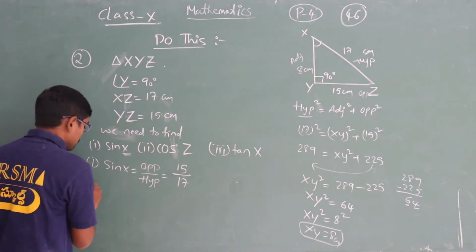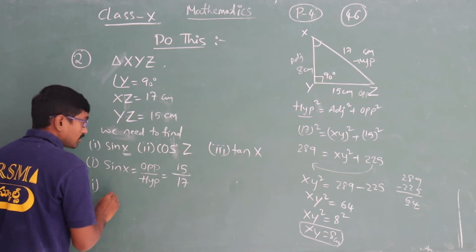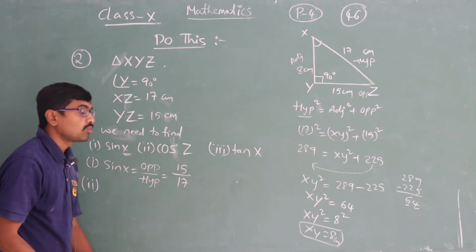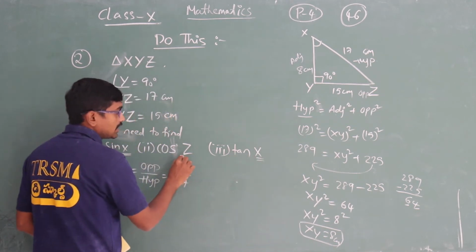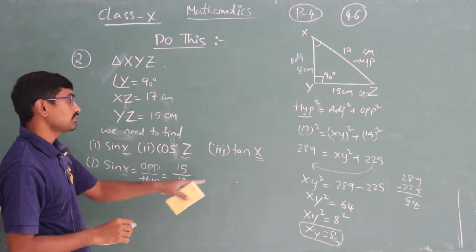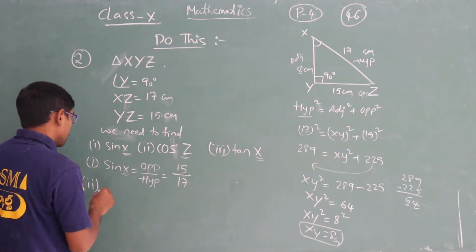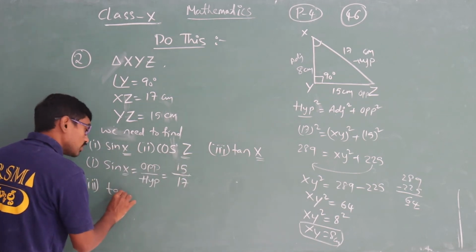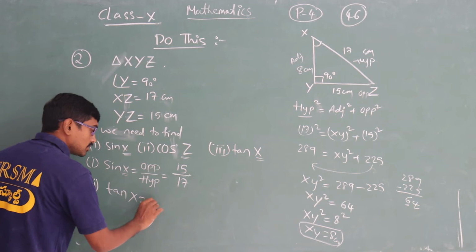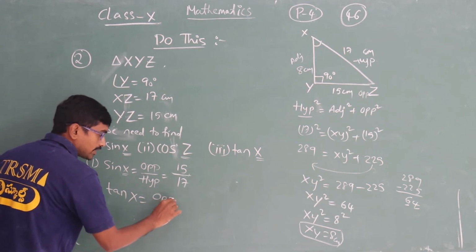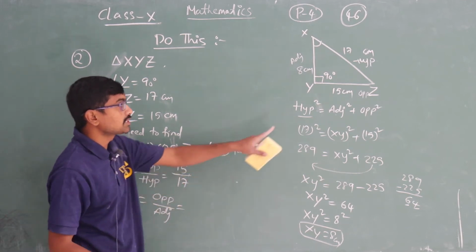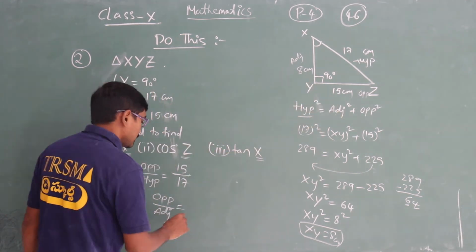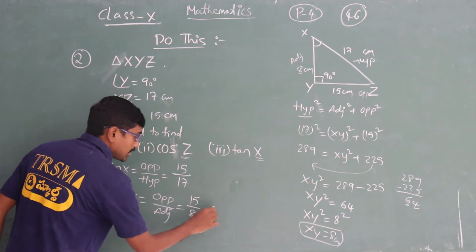Now coming to the second one, that is cos z. First we are finding tan x. Why are we finding tan x? As the acute angle is at x, but here the angle is at z. So first we will find tan x. As the acute angle is the same, tan x is equal to opposite side divided by adjacent side. How much is the opposite side? 15 divided by 8. 15 divided by 8.